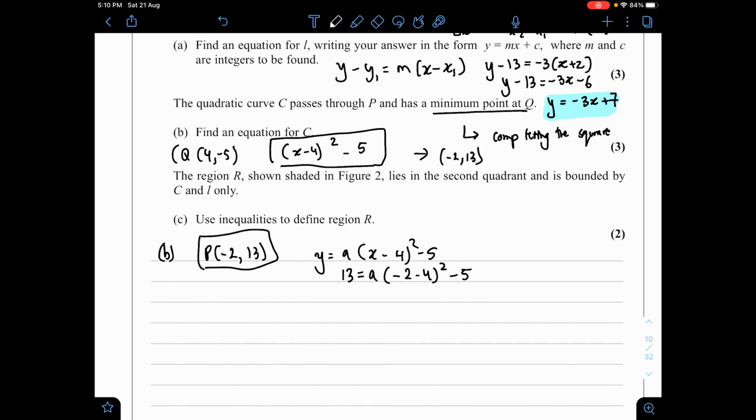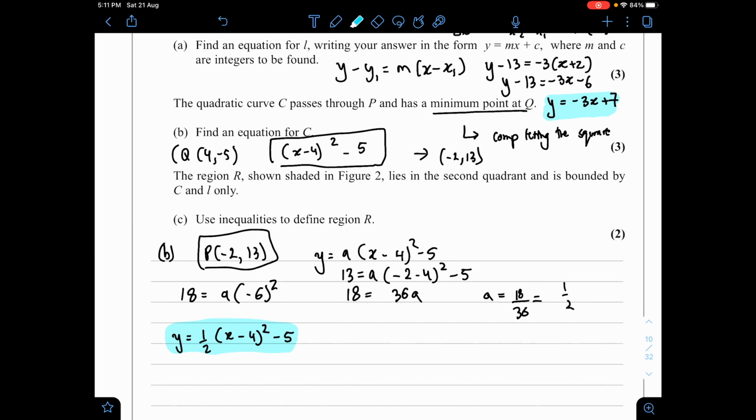If I go the other side, you get 18 equals a times -6 squared. So that is 18 equals 36a. So what is a equal? a equals 18 over 36, that equals a half. So our final answer is y equals a half times x minus 4 squared minus 5. So that is the answer.